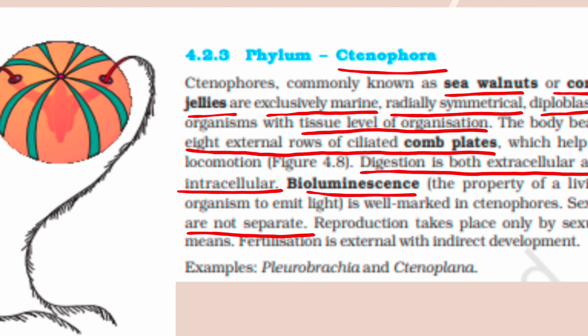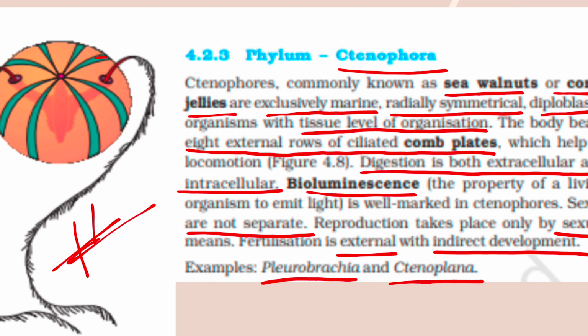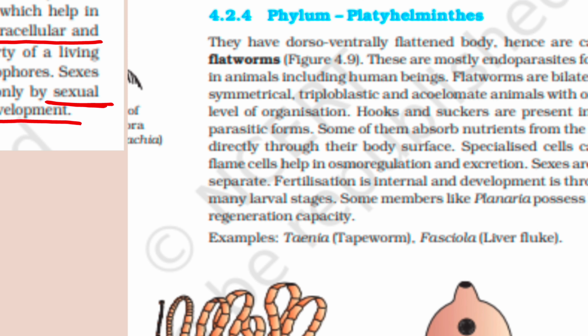Sexes are not separate, which means it is hermaphrodite. Reproduction takes place only by sexual means. Fertilization is external and there is indirect development. Examples are Pleurobrachia and Ctenoplana. This diagram is of Pleurobrachia. You can see the 8 external rows.